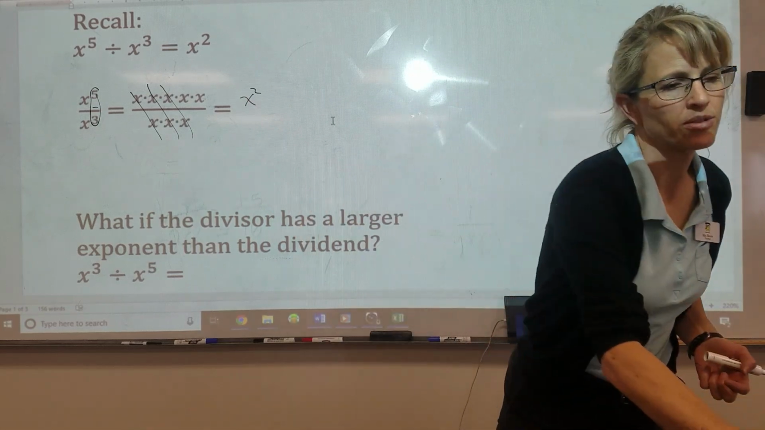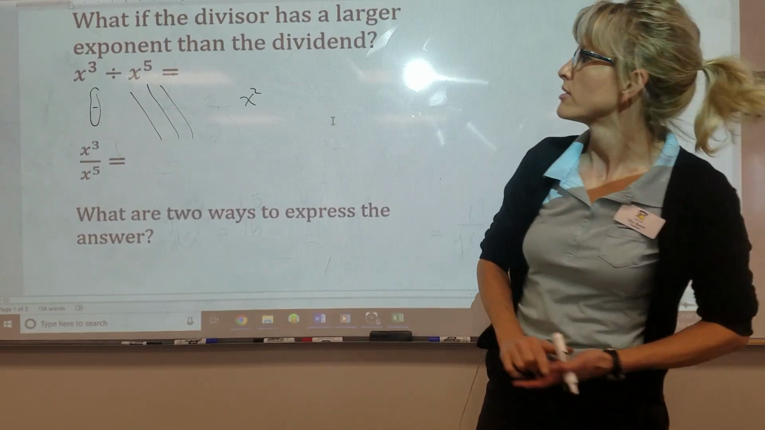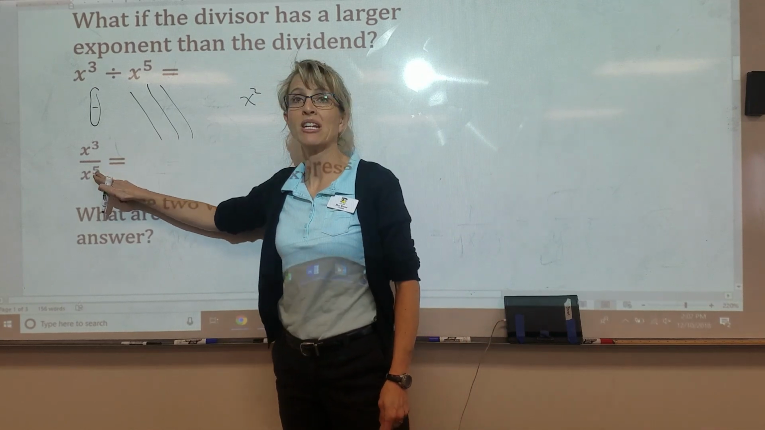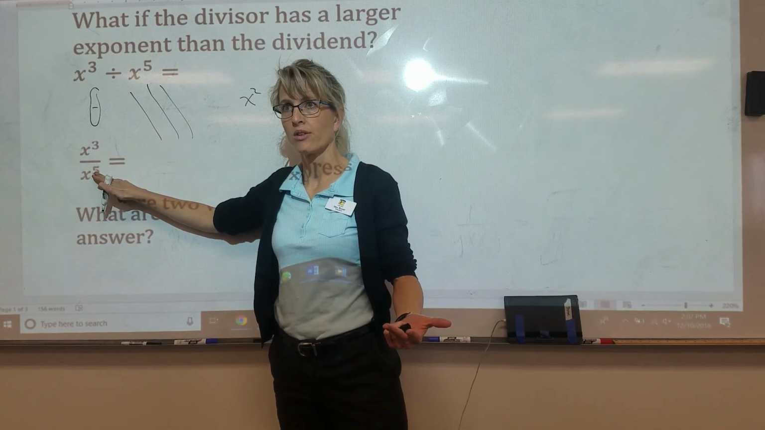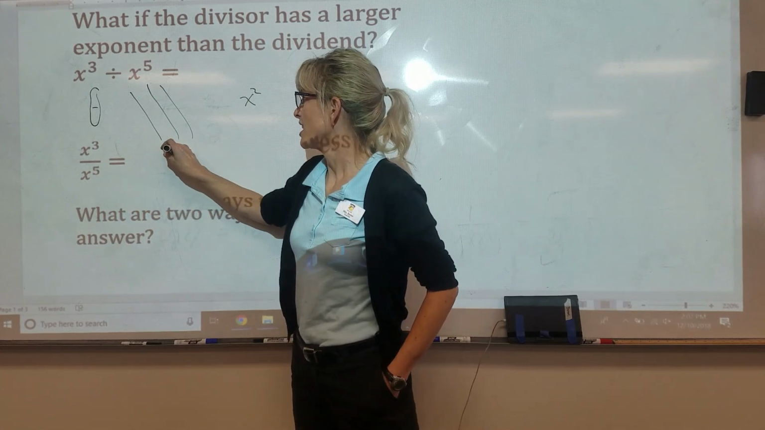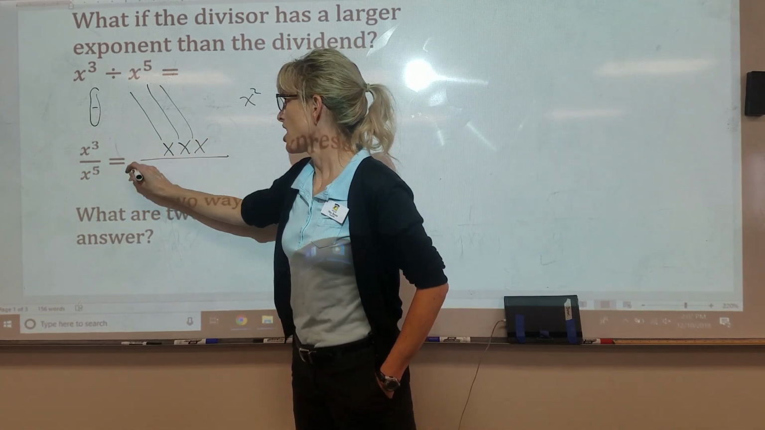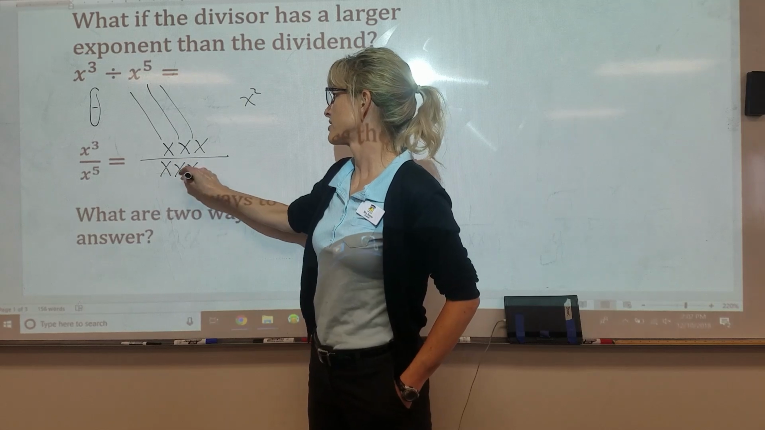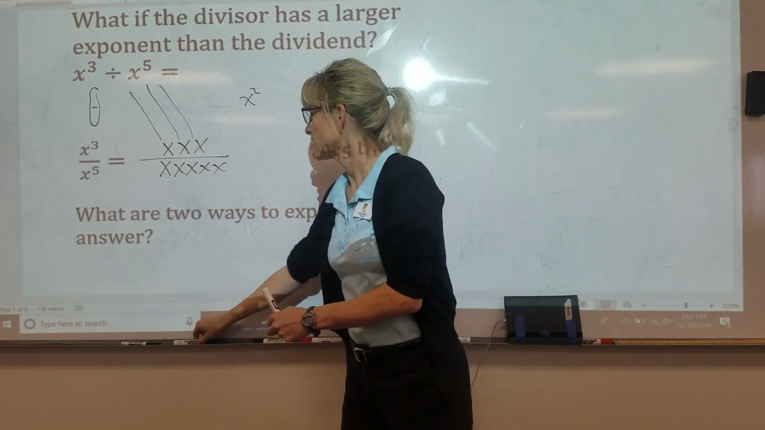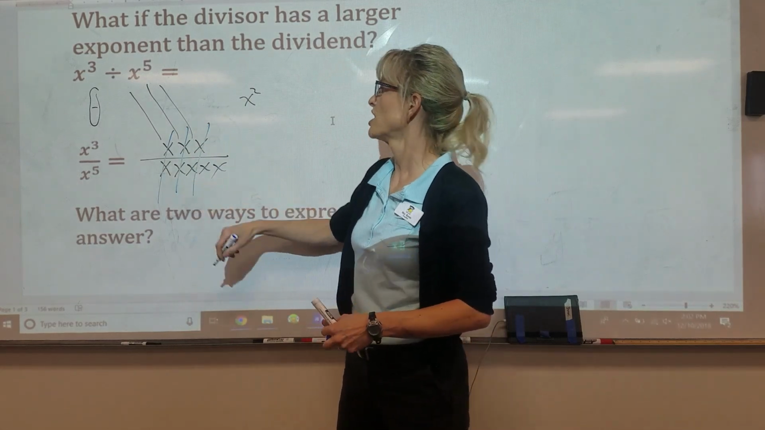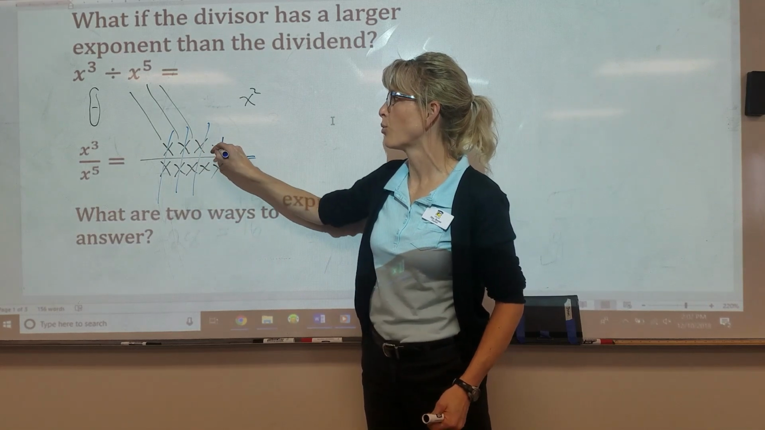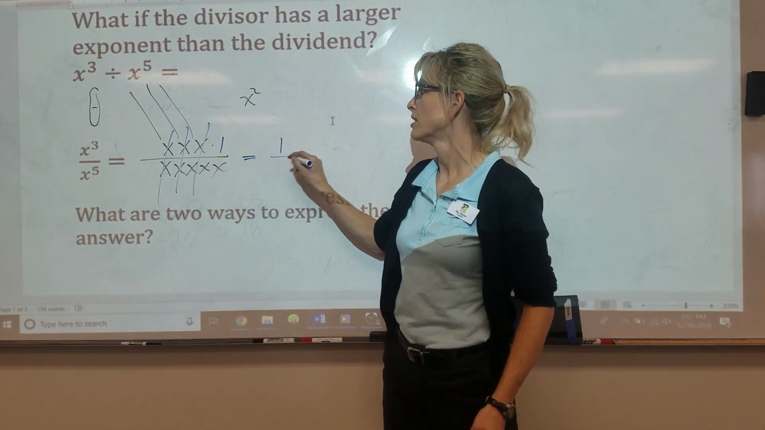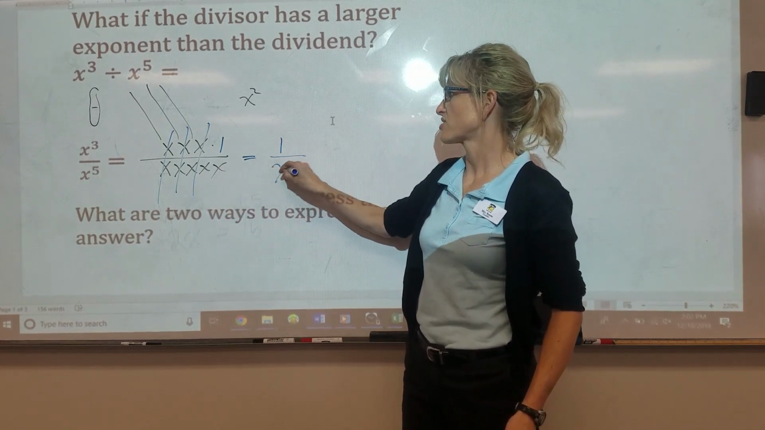Well, what if I took this fraction where the denominator is bigger? It has a larger exponent. We've never seen those before. So let's find out what happens. If I expand it, I get x, x, x on the top. On the bottom, I get x, x, x, x, x. I cross cancel, and on the top there's nothing there, but I knew all these turned into 1, so I really have 1 over x times x, which is x squared.